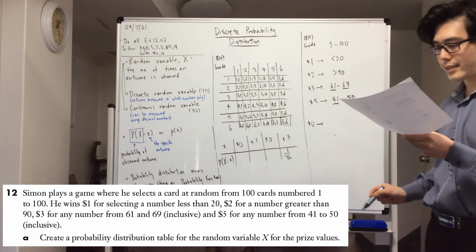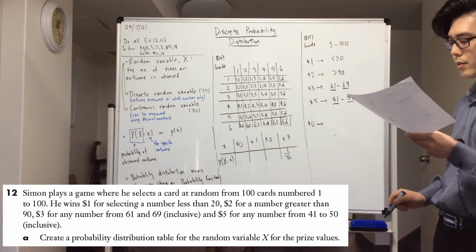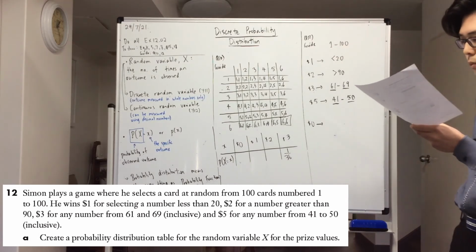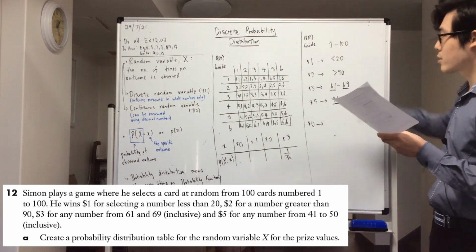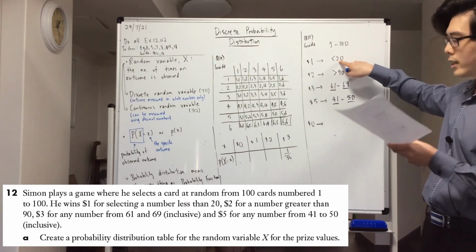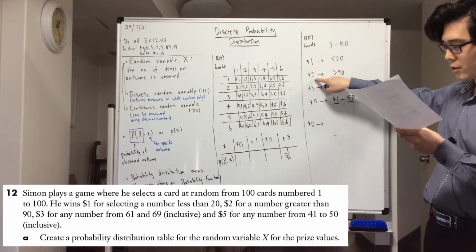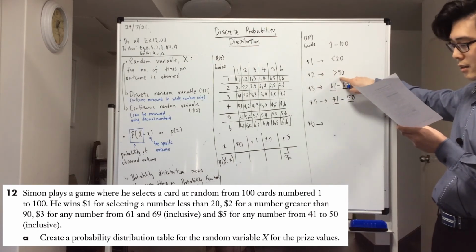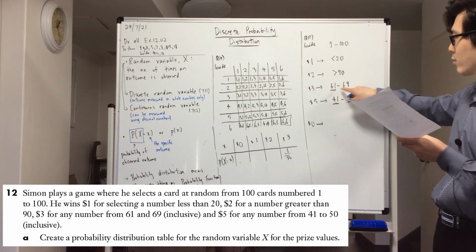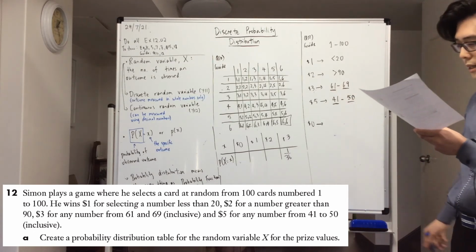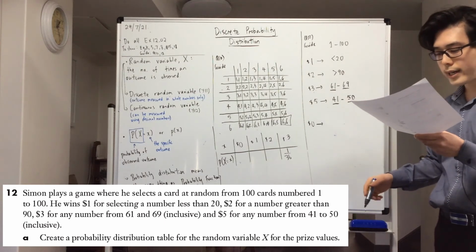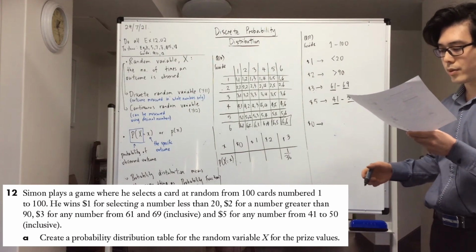Simon plays a game where he selects a card at random from 100 cards numbered 1 to 100. He wins $1 for selecting a number less than 20. I wrote it down here. So he gets $1 if it's any number less than 20. $2 for numbers greater than 90. $3 for any number from 61 to 69 inclusive. I put an underline there. And $5 for any number between 41 to 50. Create a probability distribution table for the random variable.